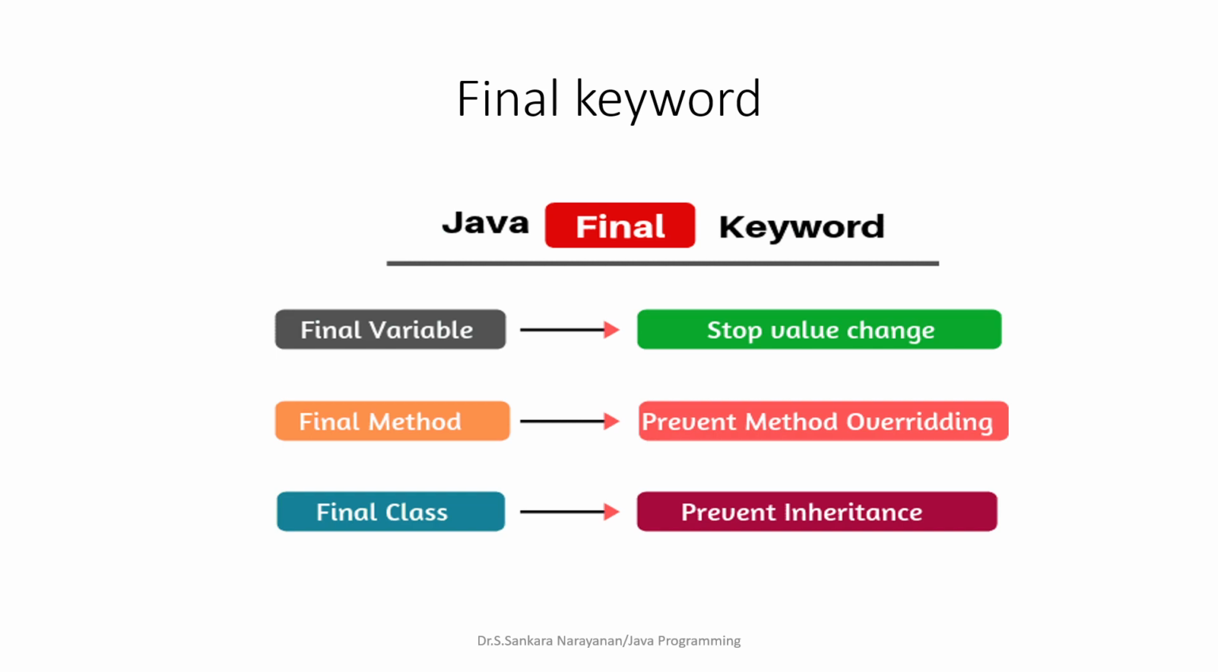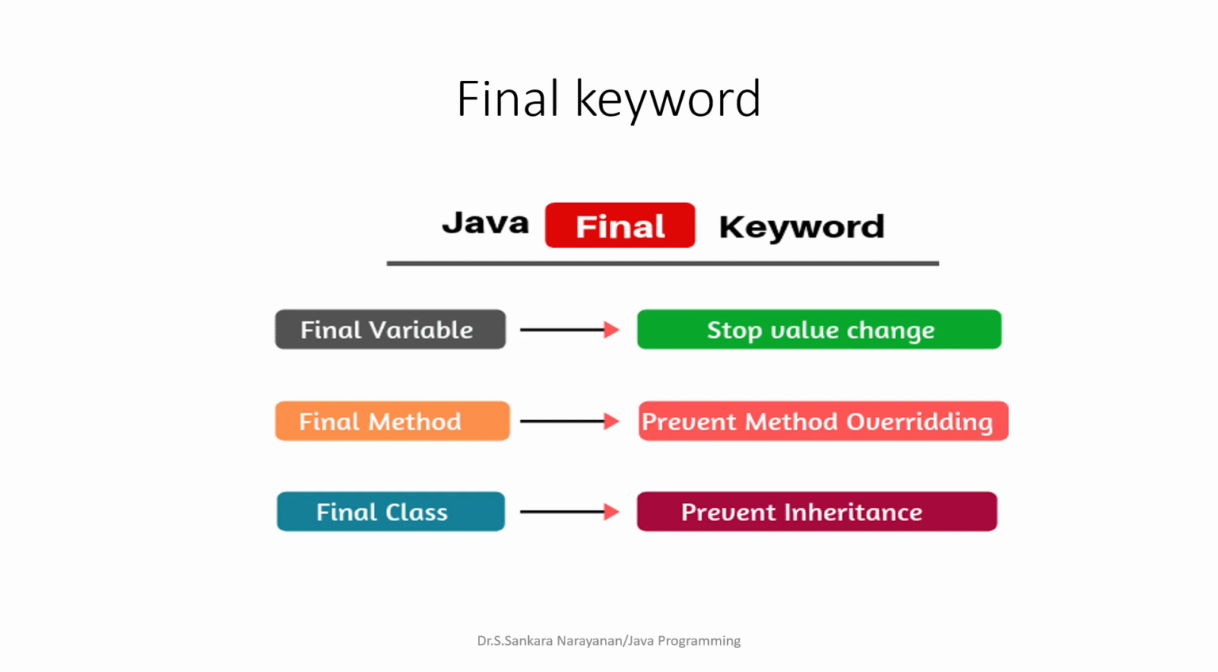A variable can be preceded by the final keyword, a method can be preceded by the final keyword, and a class. The Java class can also be preceded by the final keyword. So what is the use of it? The final variable will stop the value change, and if a method is declared as a final method, it will prevent method overriding. And if a class is preceded by the final keyword, then we cannot do inheritance. So it will prevent inheritance.